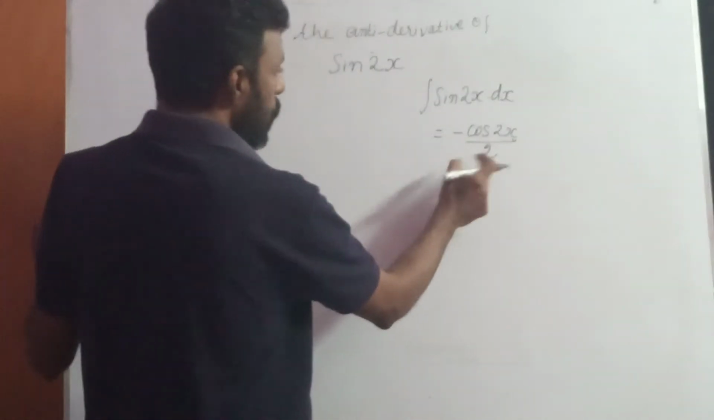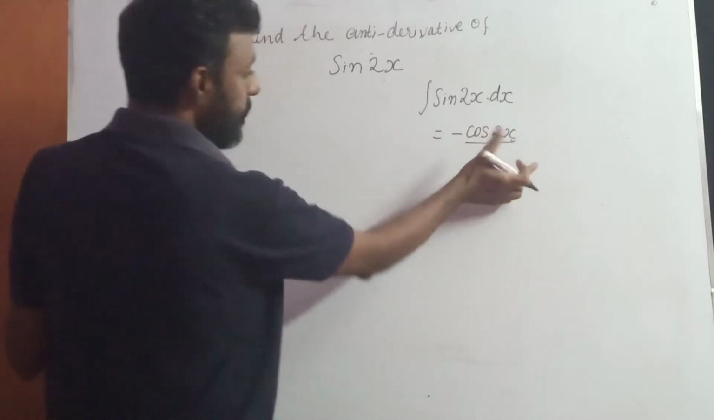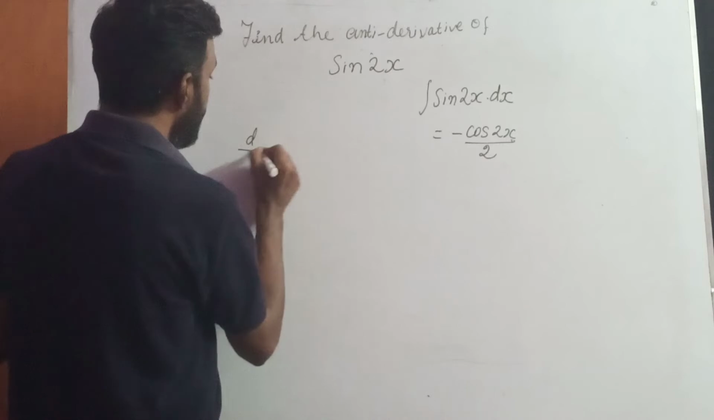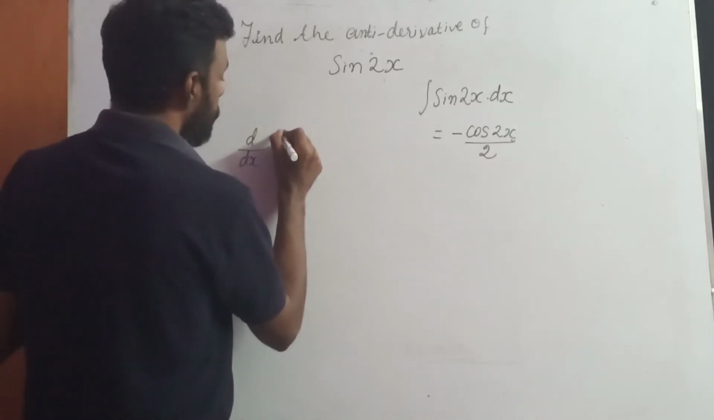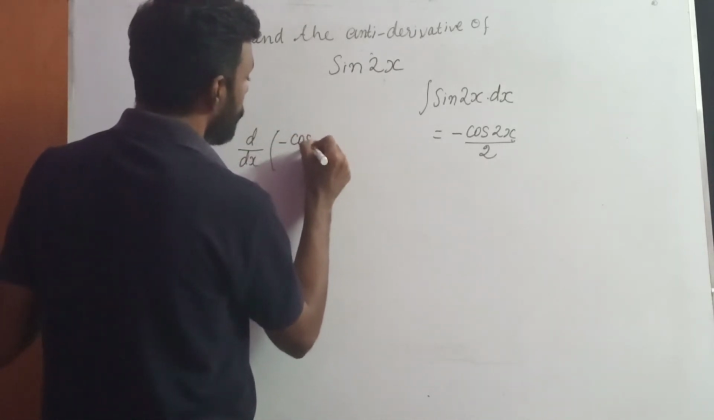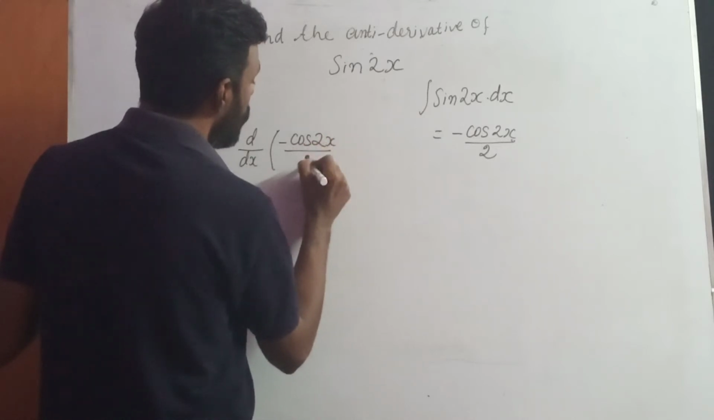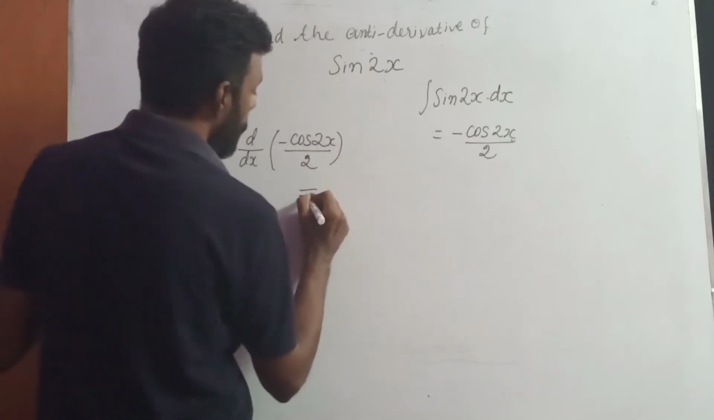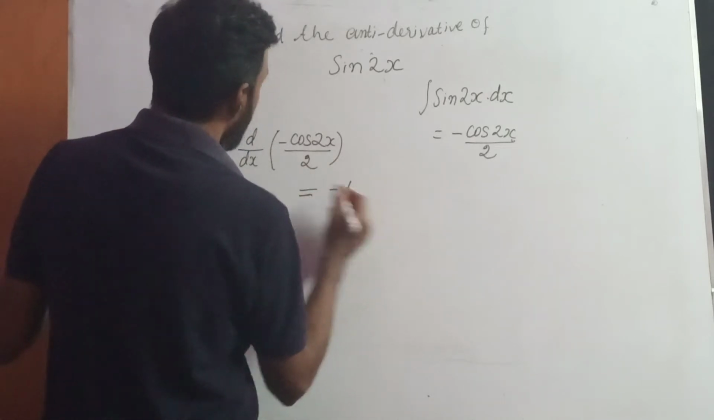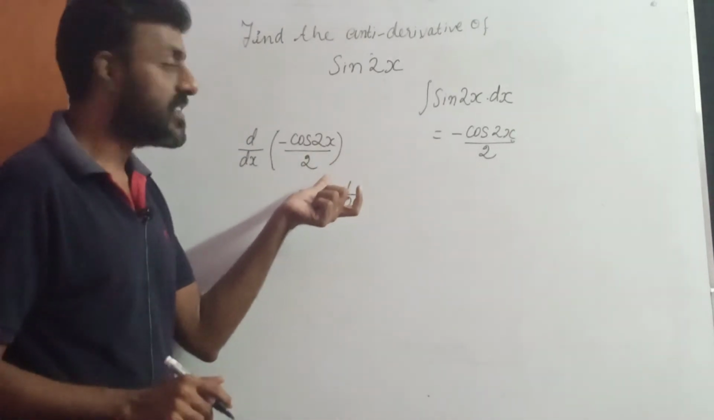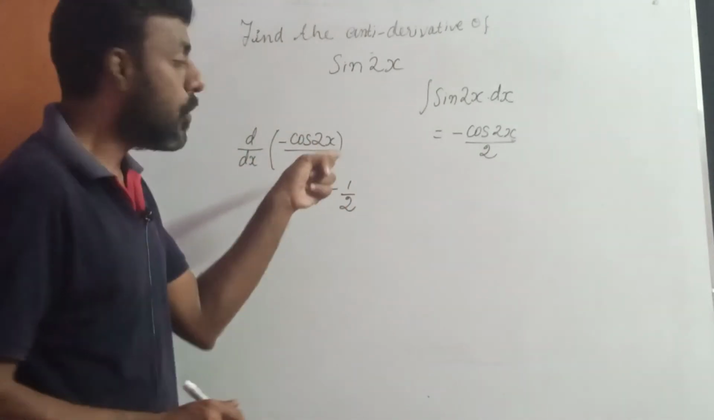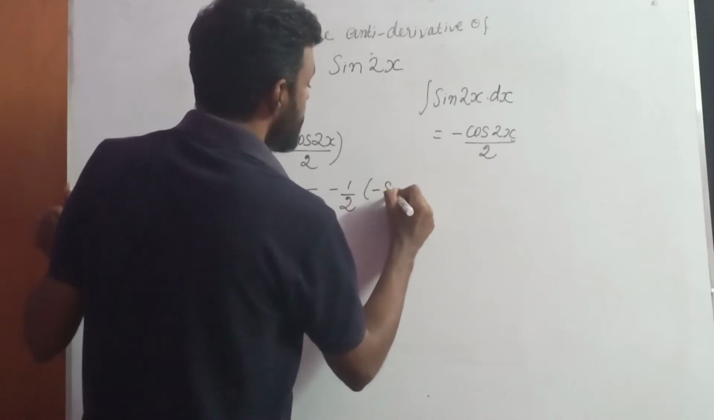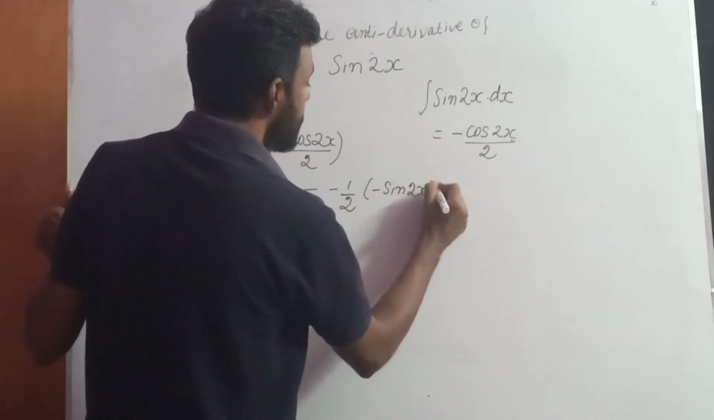So now what are we going to do? Let's differentiate this integral result. If I differentiate d by dx of this term, that is minus cos 2x divided by 2, what will I be getting? I need to take this minus half outside. So minus 1 by 2 into d by dx of cos 2x is nothing but, if I differentiate cos, the value will be minus sine. So I'll be getting minus sine 2x.